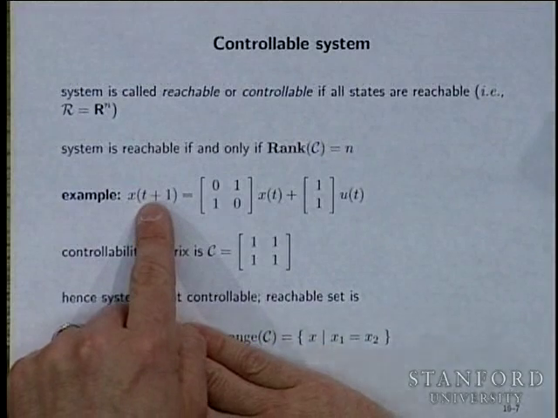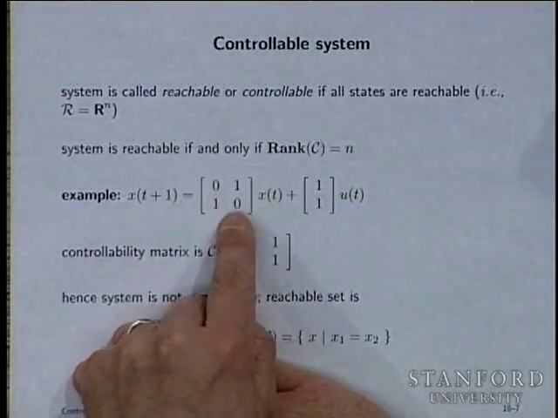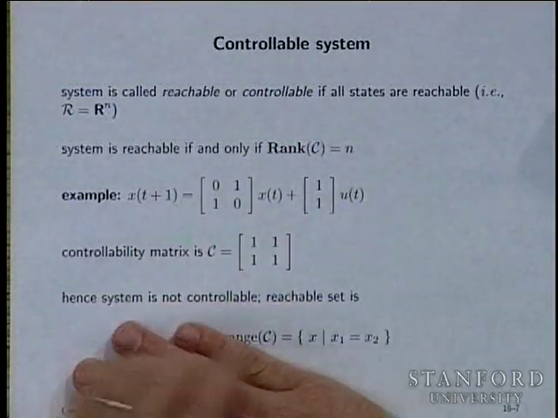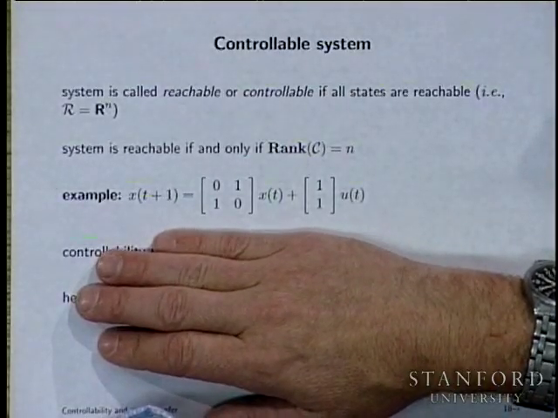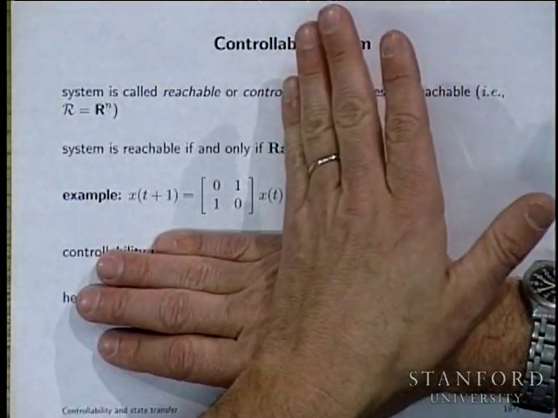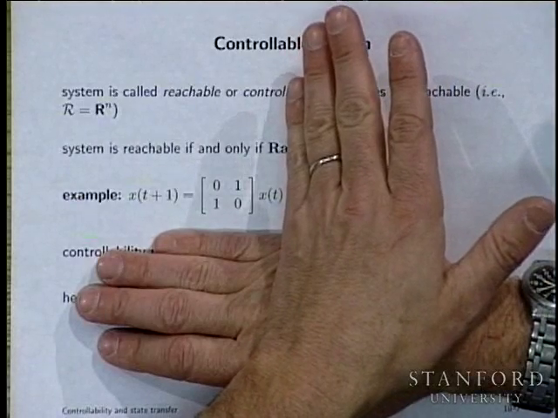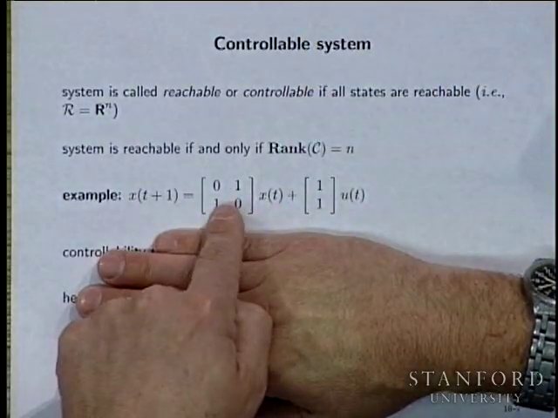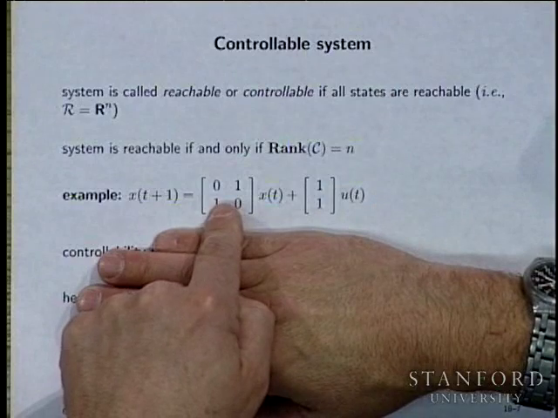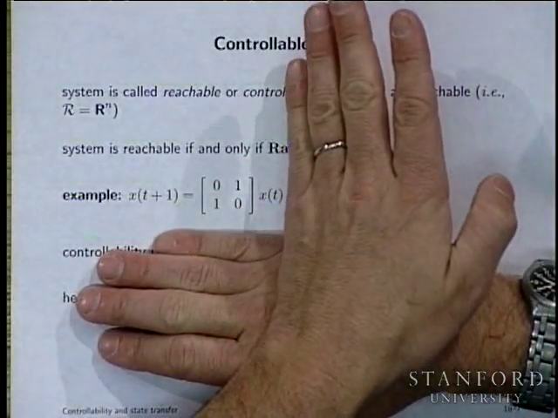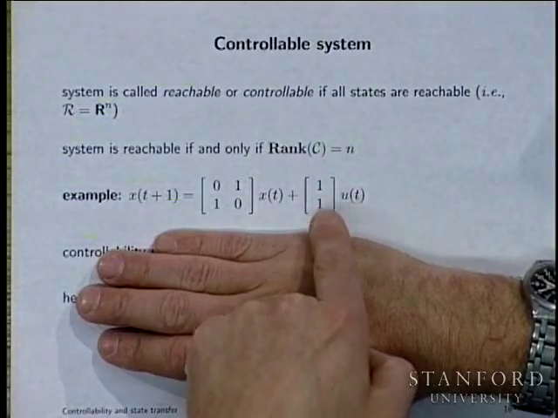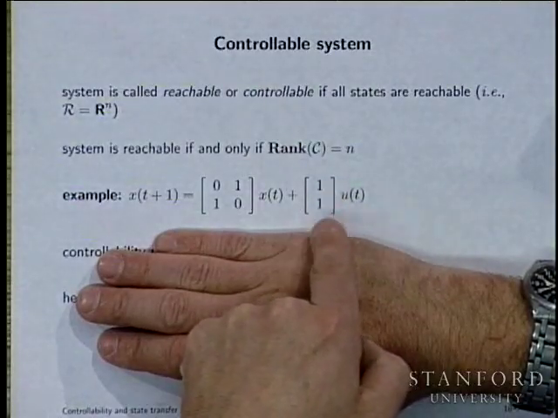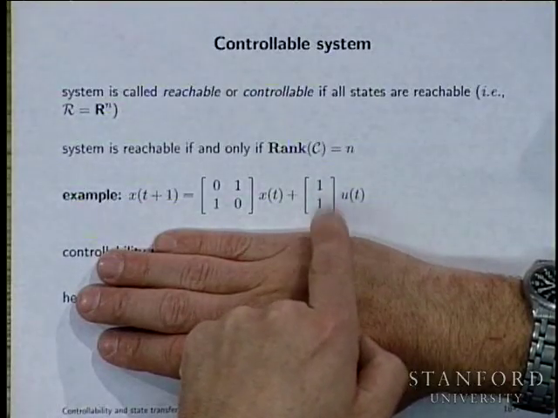You have x(t+1) is this matrix [0, 1; 1, 0] x(t) plus [1; 1] u(t). Now, we could just look at this and know immediately what it does. The dynamics does nothing but swap the roles. It just switches. That's the swap matrix. If you ask me to describe it in English, that's a swap matrix. It simply swaps x1 and x2. The input, and this is the important part, acts on both states the same way.